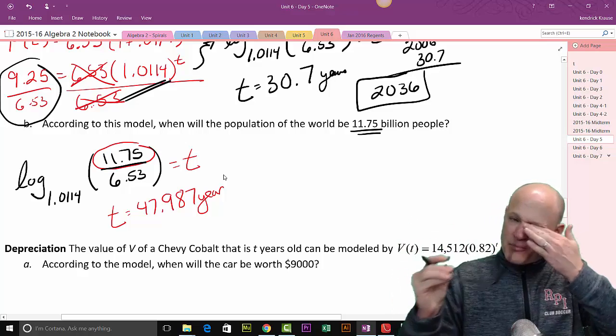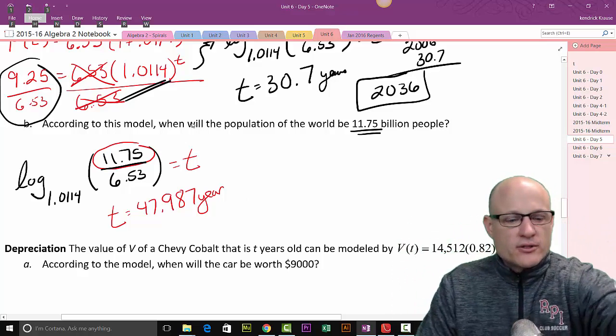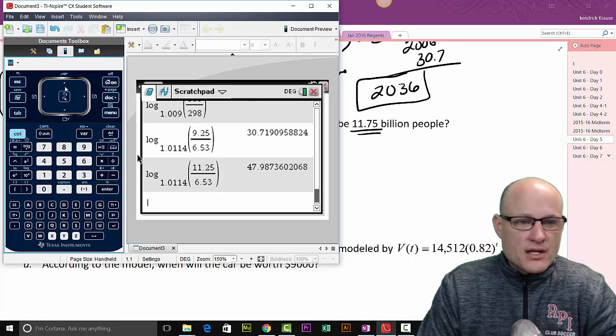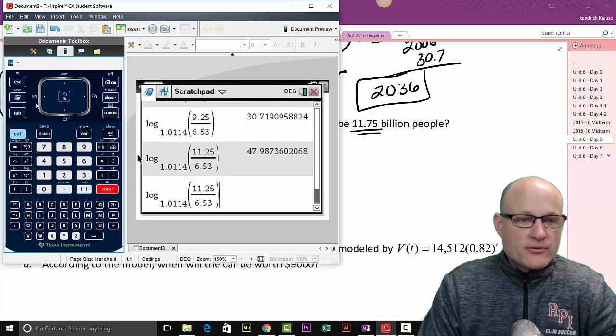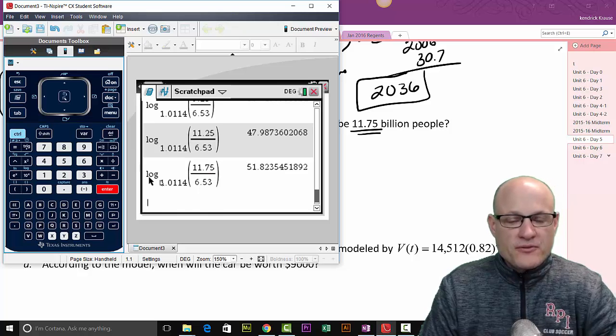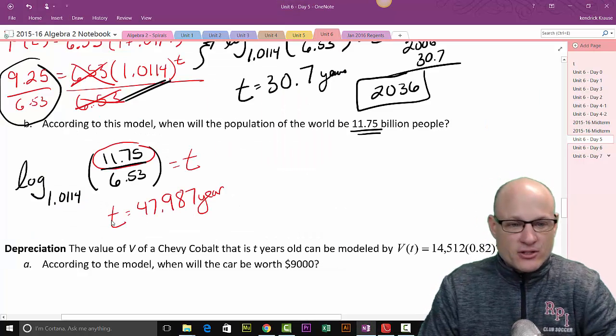Oh, wait, it's 7.5. I put 2.5. Shoot, sorry, kids. Got to change that. It's just to talk to you about rounding, but I'm not going to have to because this is going to change it pretty good. Back 7, enter. 51.8 years. Well, I'll still have to talk to you about rounding.